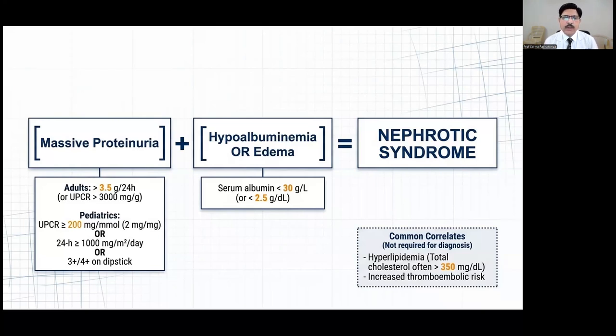Less than 30 milligrams proteinuria is normal. 30 to 300, microproteinuria. 300 to 3000, macroproteinuria. More than 3000, massive proteinuria. And hypoalbuminemia, less than 2.5 grams per deciliter of albumin, or frank edema. This is called nephrotic syndrome. Additionally, hyperlipidemia with total cholesterol more than 350 and increased thromboembolic risk may be there as adjoining factors.